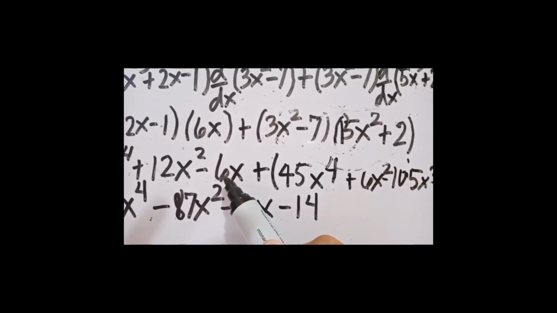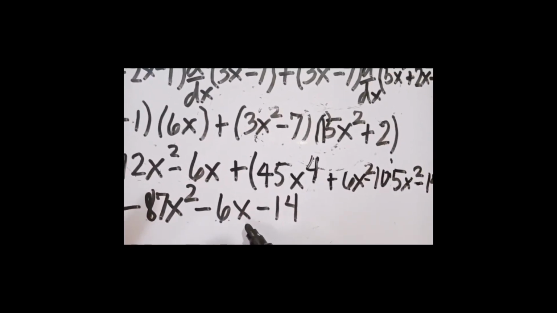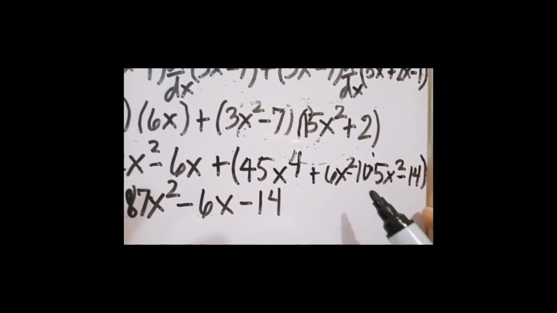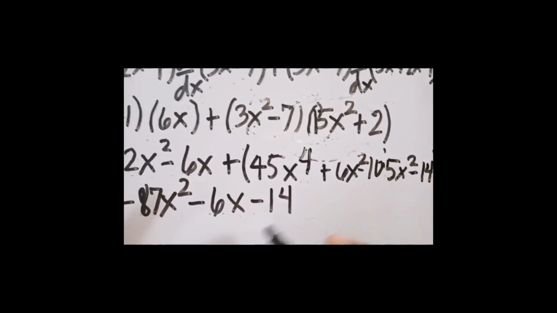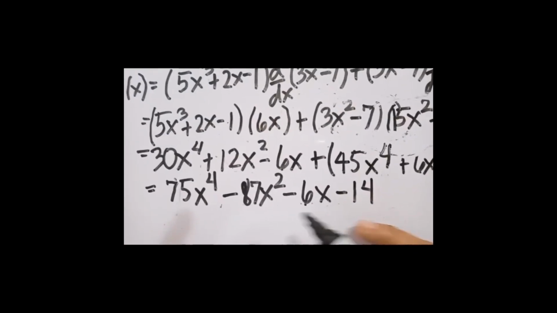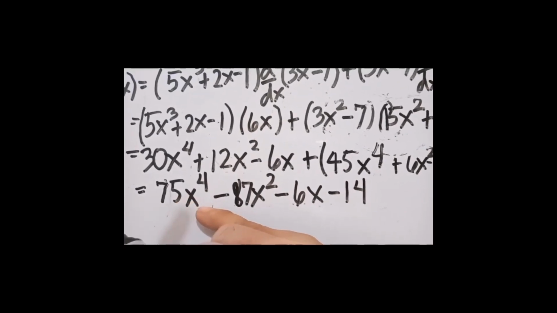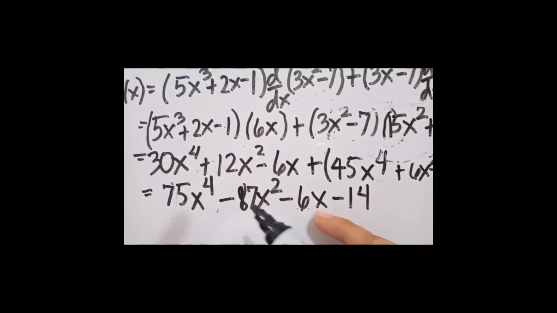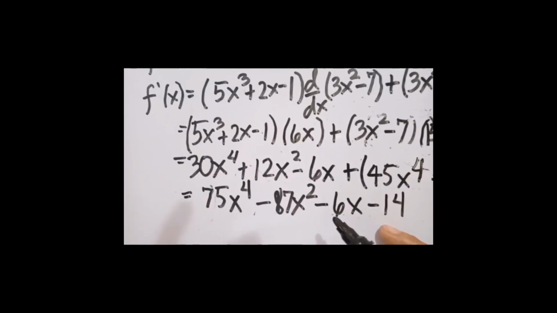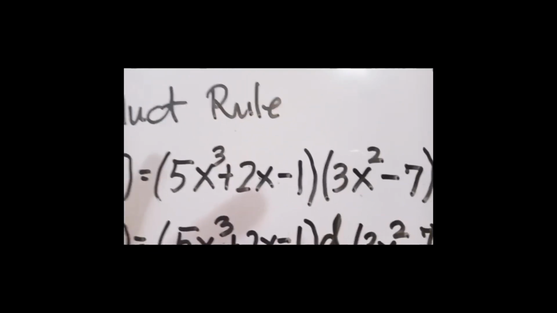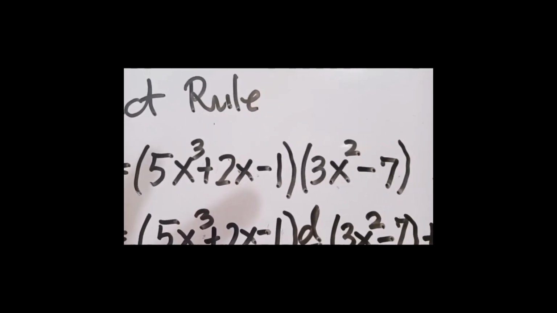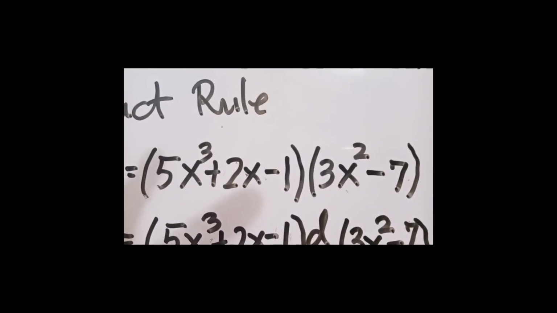Then next terms is negative 6x. Walang kagaya ang negative 6x, i-rewrite lang natin. Then, followed by 14. Wala rin kagayang term si 14, kaya rewrite lang natin. Now, we have 75x to the fourth, 87x squared, negative 6x minus 14. That is the derivatives of the given functions, 5x cubed plus 2x minus 1, then 3x squared minus 7.